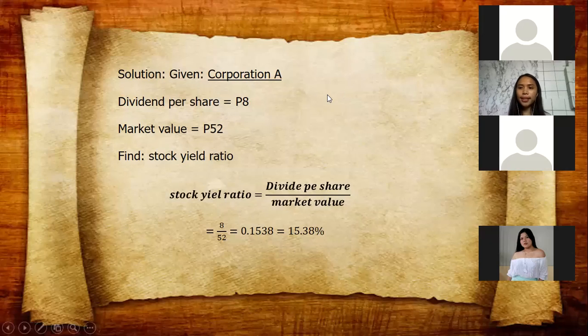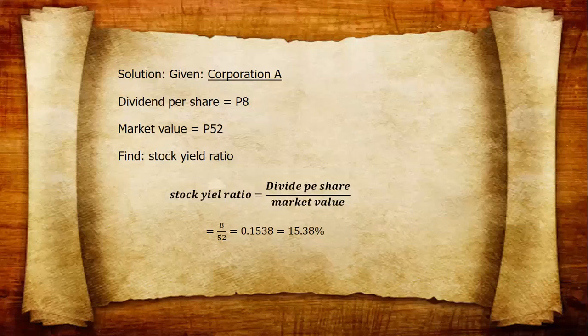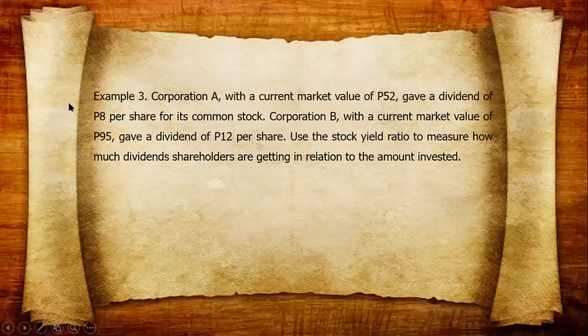Questions? Okay. Now, I want you to try finding the stock yield ratio of Corporation B. Let's see, what is the stock yield ratio of Corporation B? It has a market value of 95 and a dividend per share of 12. So, what is the stock yield ratio?